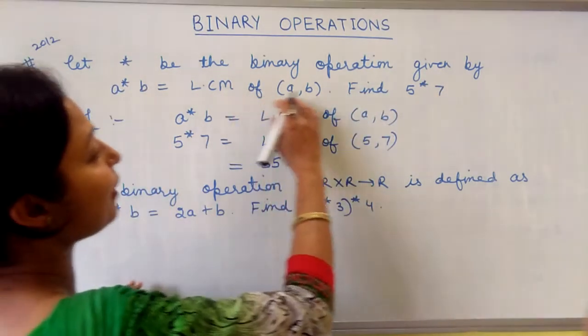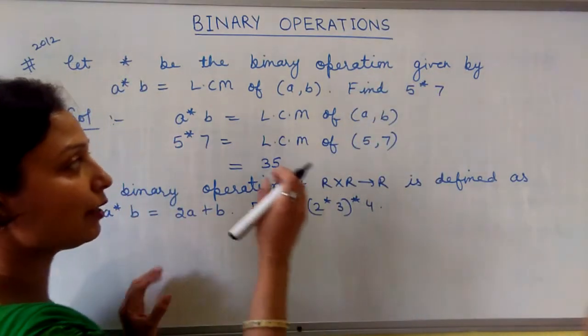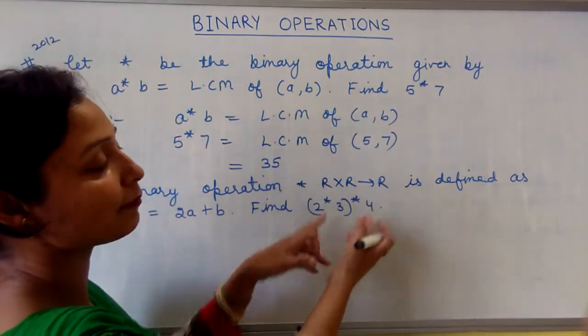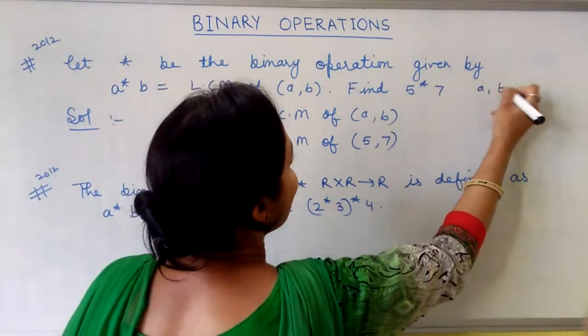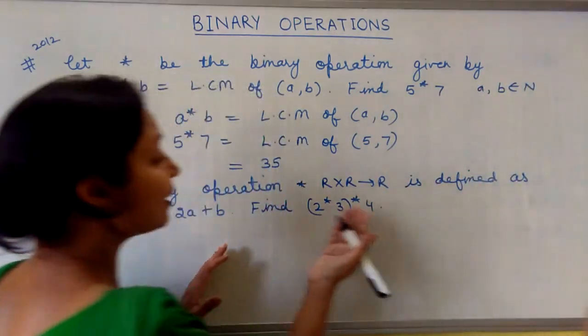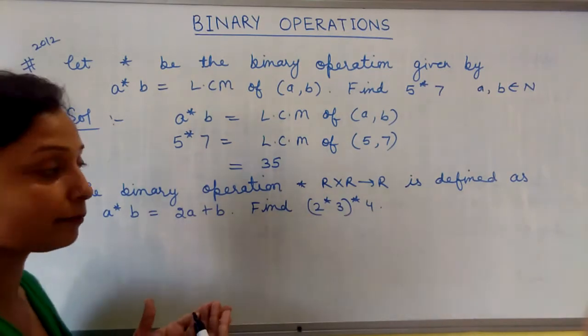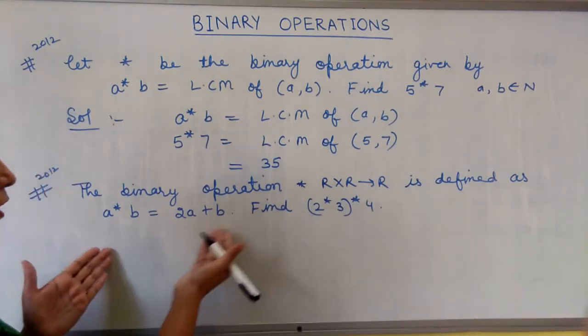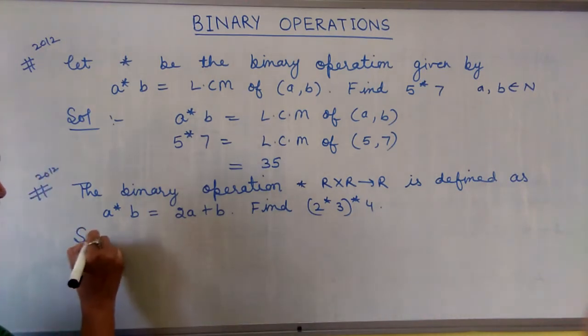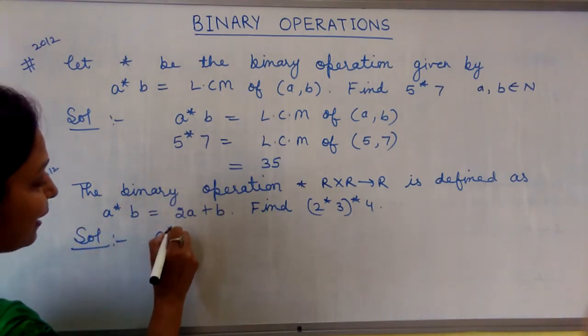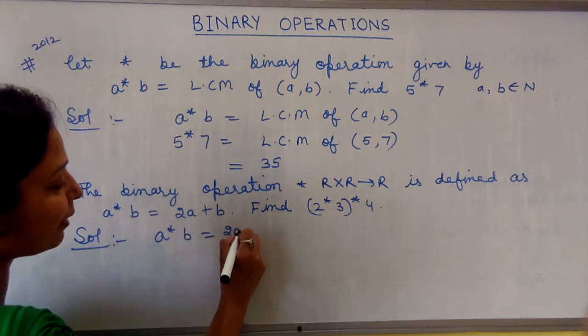When the function is given, the domain of the numbers, that is real numbers, is also given. In the earlier question, a and b both belong to the natural numbers. Here both numbers belong to the real numbers. We will do the operation using the binary operation given to you. How can we solve it? a star b is equal to 2a plus b.